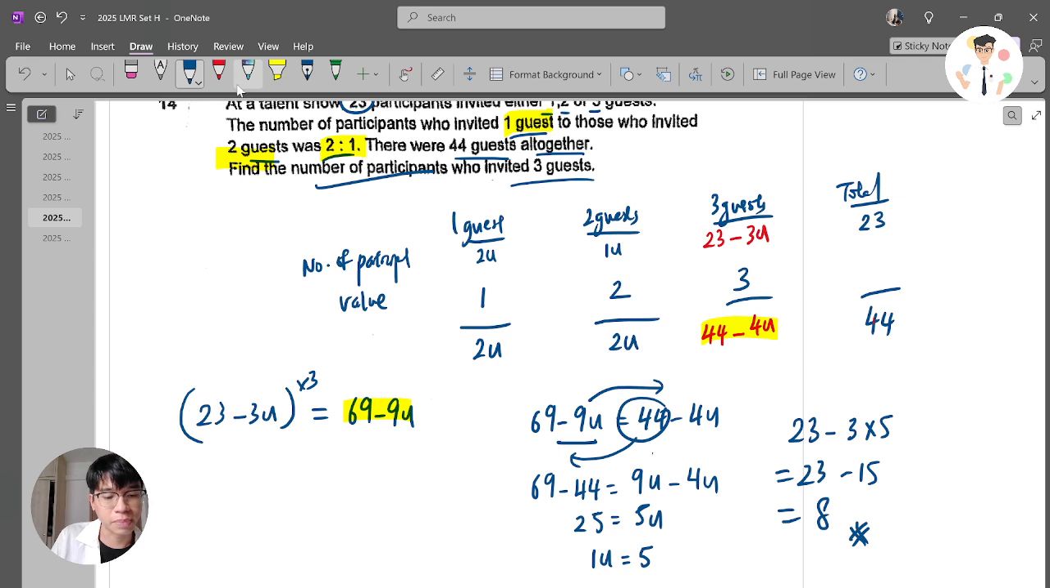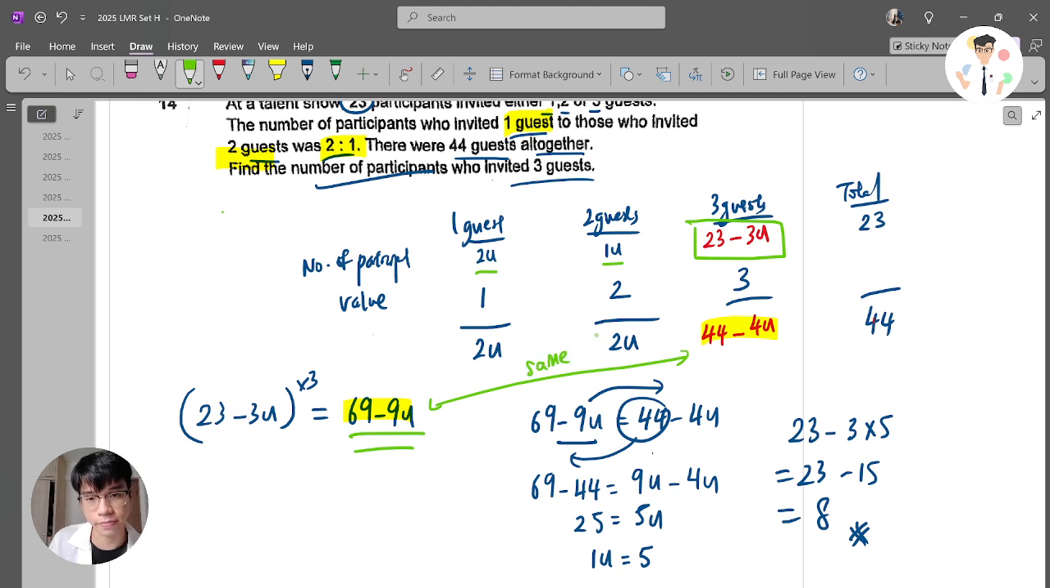Let me just quickly repeat this again, just in case you don't get it. How do I get this? It's because 2 plus 1 is 3u, right? So 3u plus a number here will give you 23. So if I don't know what is here, I'll basically say 23 minus 3u will be here. And I know this times 3 will be here. And this times 3 actually gives you what? 69 minus 9u. That's why I say this and this actually supposed to be the same. Then I put them in the equation and solve it and find out 1 unit actually is equal to 5.